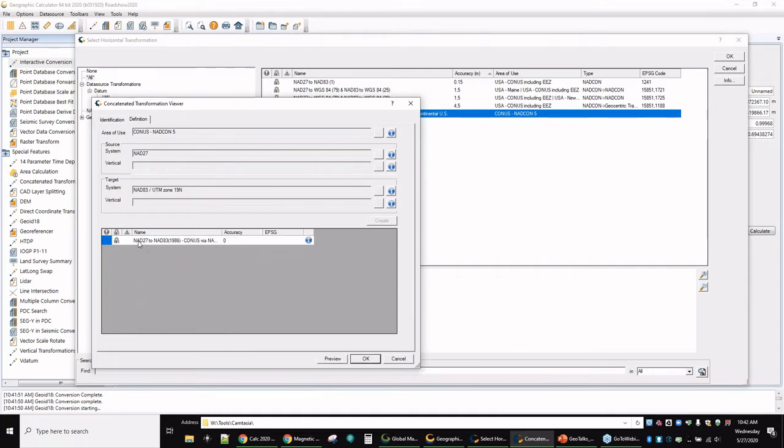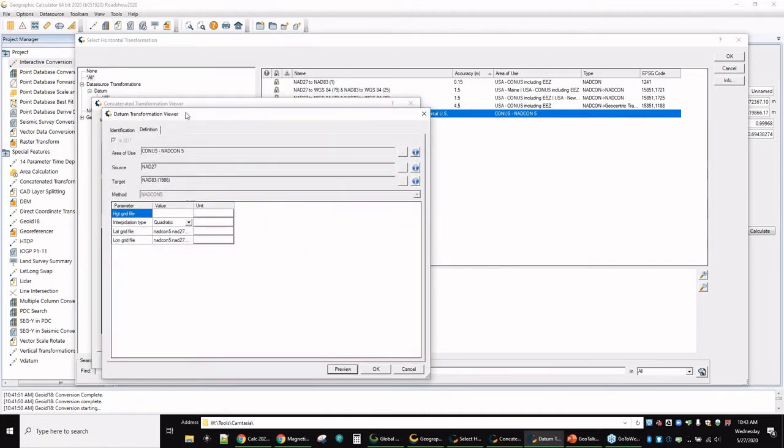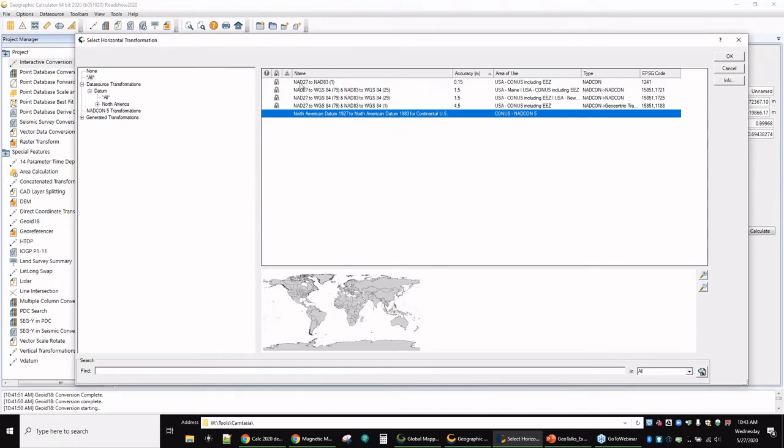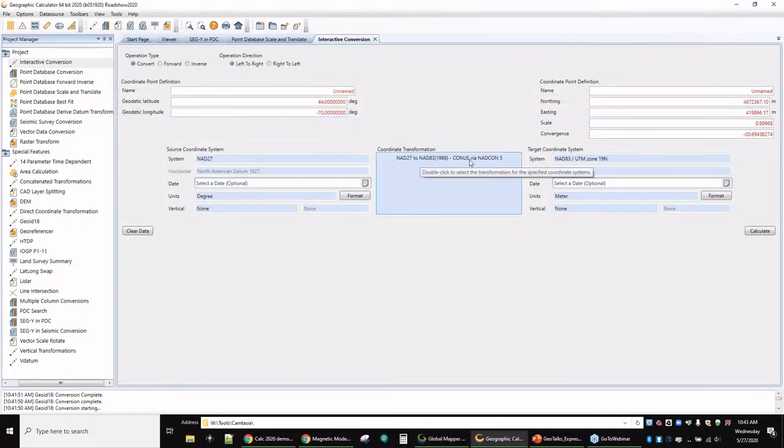So this uses a whole series of transformations to get from NAD27 up into the modern epochs of NAD83. The transformation I have here, NAD27 to NAD83, that is actually a direct link. So if I pick this particular combo and I say OK, you'll see there's one transformation listed.